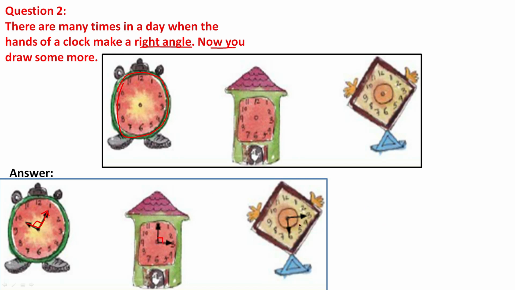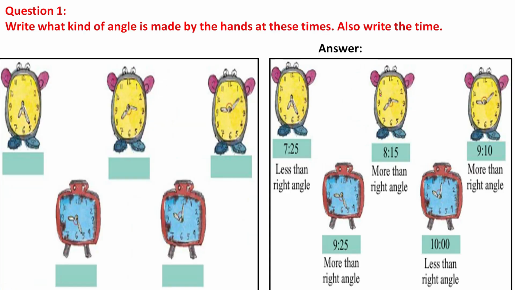Then 6:15 makes a right angle. So you have to draw a right angle in the clock faces. So we can draw many right angles. 6:15 you can draw. 9 o'clock you can draw. Right angles at 9 o'clock. Like that you can complete.